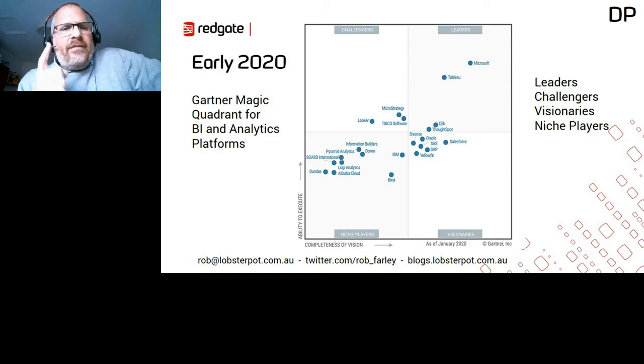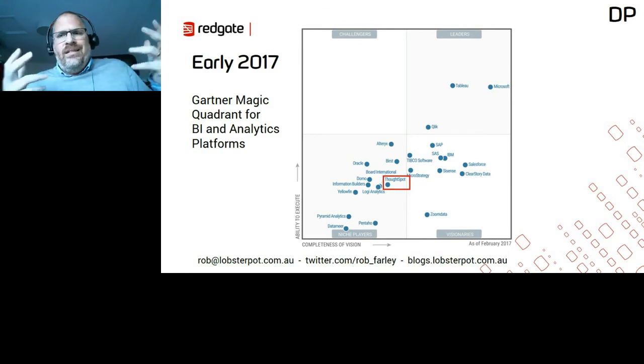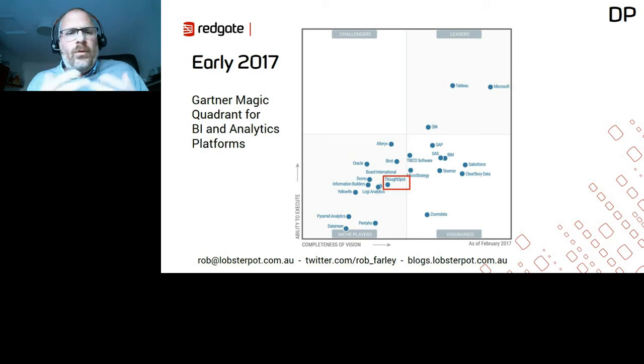Now, if I go back to early 2017, there was a company called ThoughtSpot that appeared for the first time. They weren't there back in 2016. They appeared in that red area that I've circled on there in the niche player section, and they would have made a big deal about just being considered for the Magic Quadrant at all. The fact that Gartner considered that they were significant enough to assess and figure out where they were, they would have been talking about that a lot, right?